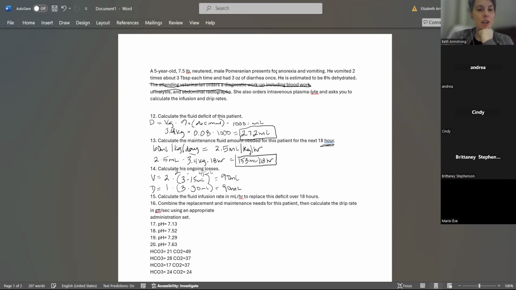Okay. So now we have to add these guys together. All right. And that's going to be how much ongoing losses that they've had. Okay. So that's 180 mLs total.